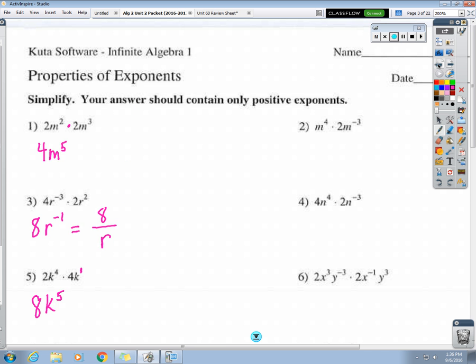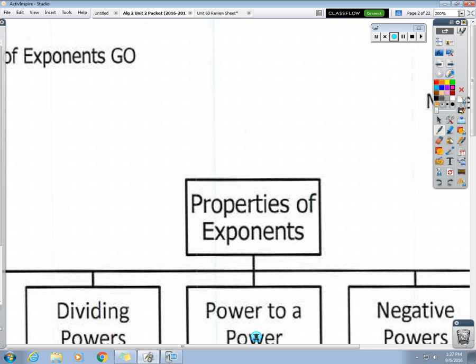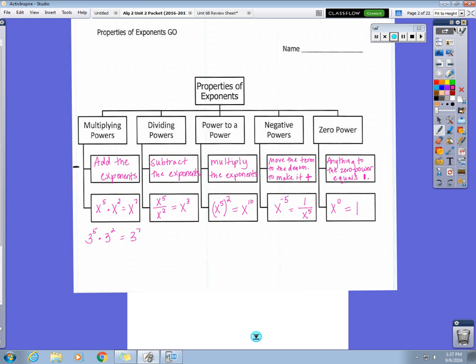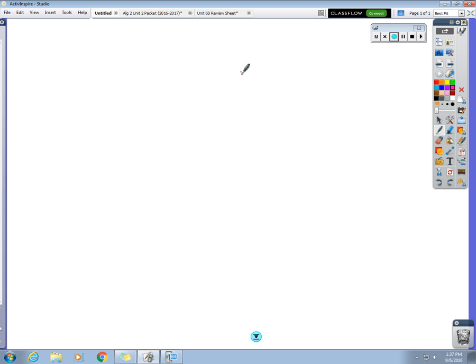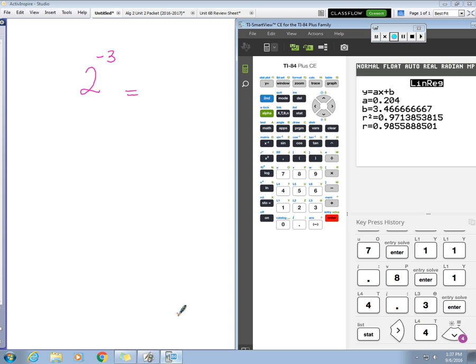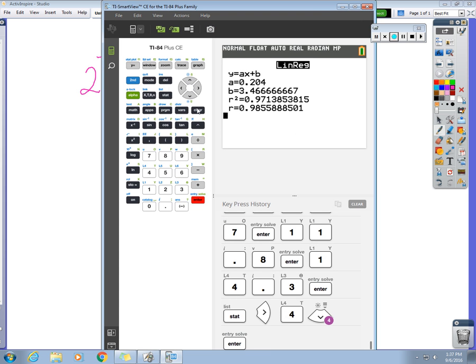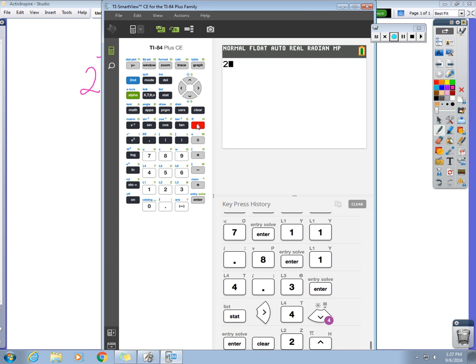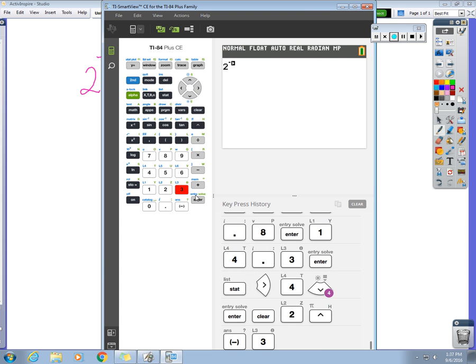Okay, let me show y'all one last thing. I want to show you why the negative exponent thing works the way it does. Okay, so 2 to the negative 3. What would we do with that? Okay, well let's type it in the calculator. 2 to the negative 3. 2 raised to the negative 3rd power equals 0.125.